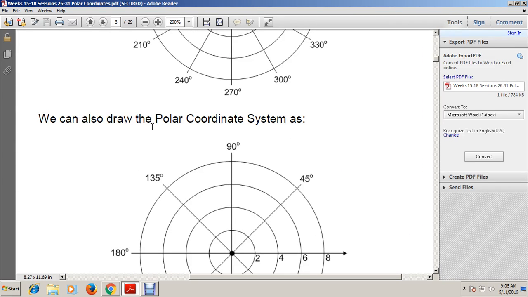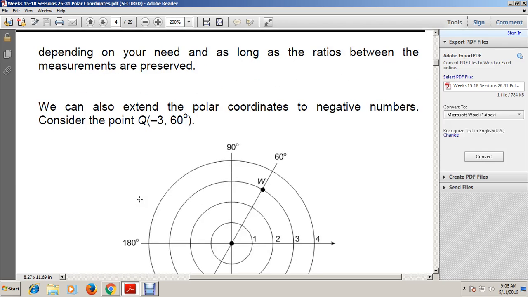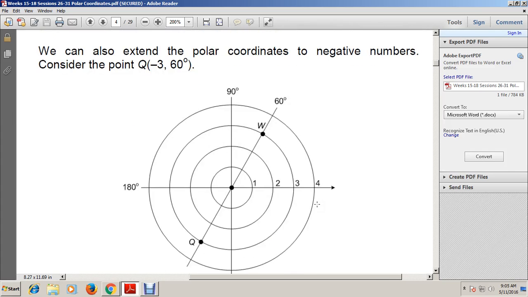Okay, so we can also draw the polar coordinate system depending on your need, as long as the ratios between the measurements are preserved. We can also extend the polar coordinates to negative numbers, considering the point Q, which is negative 3 and 60 degrees.